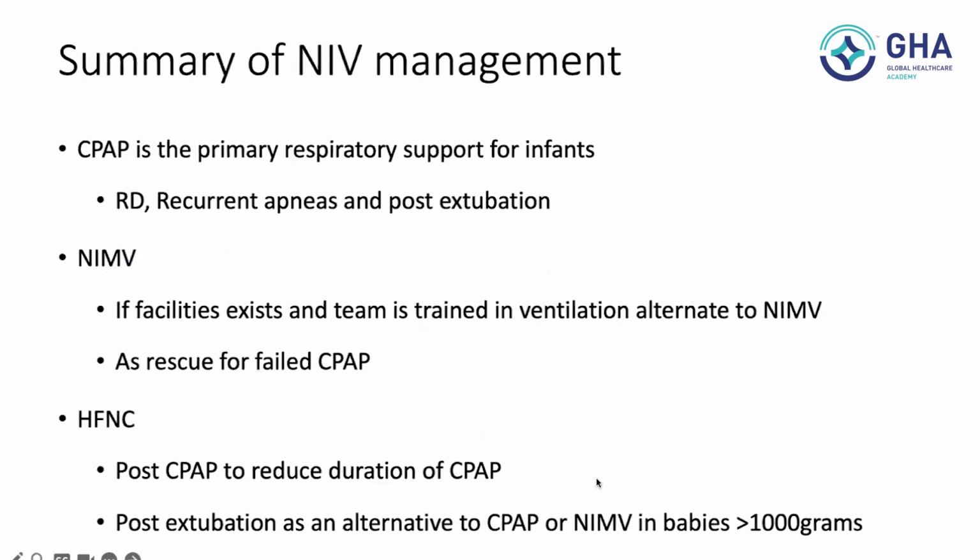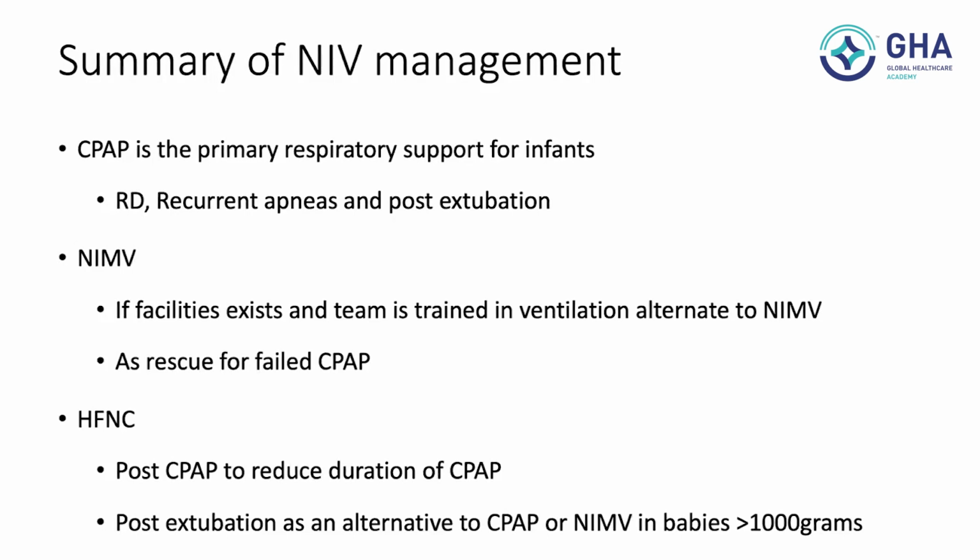So just to summarize what we have done in these 2 cases, we have seen that CPAP is the primary respiratory support for all preterm babies having respiratory distress. All preterm babies less than 35 weeks with Silverman Anderson score more than 3, we need to start on CPAP. CPAP also can be used for recurrent apneas, and when you extubate the babies from NIV to CPAP or from IMV to CPAP, we use it as a rescue, as a post-extubation mode. NIV can be given if facilities exist.